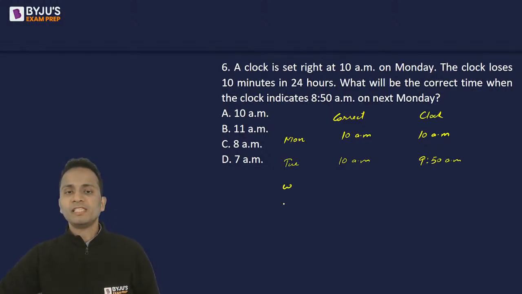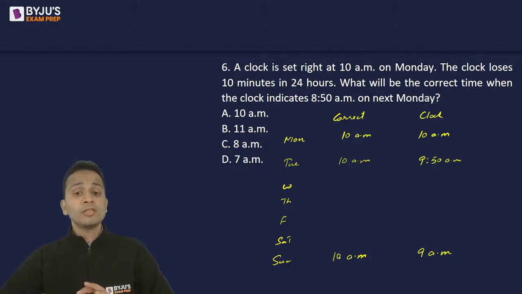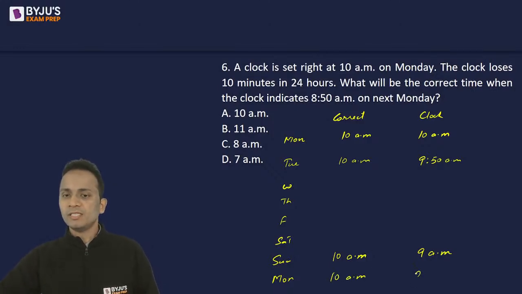Okay. Similarly, Wednesday, Thursday, Friday, Saturday, Sunday. So another 1, 2, 3, 4, 5. Another 5 days. It will keep on losing 10, 10, 10, 10 minutes. So on Sunday at 10 a.m., it must have lost another 50 minutes in these 5 days and it will show 9 a.m. on the Sunday. Then on the next day, Monday at 10 a.m., it will lose another 10 minutes and it will show 8:50 a.m.